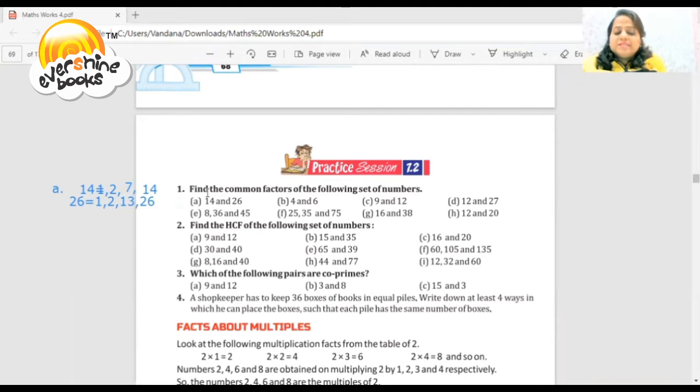And now 26. For 26, you have to find out the factors. There are two numbers now. First, you have to find out the factors of 14, and then you have to find out the factors of 26. Now, 1, 2, 13, and 26 are the factors of number 26. Then you have to find the common factors. So you have to take this like this. I am telling you like this.